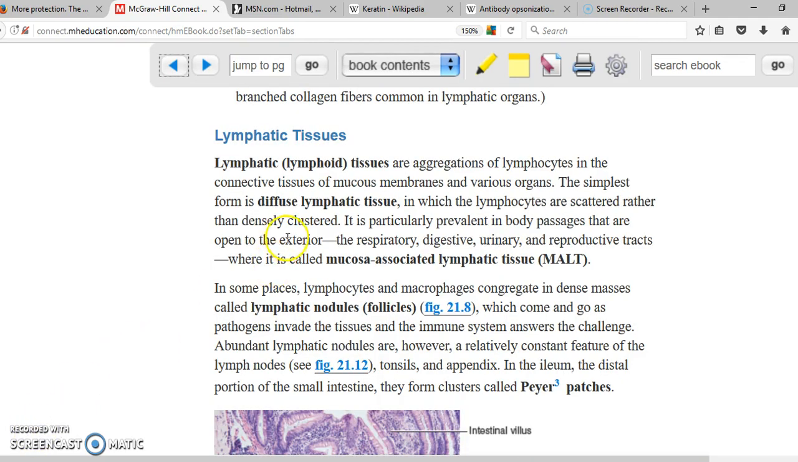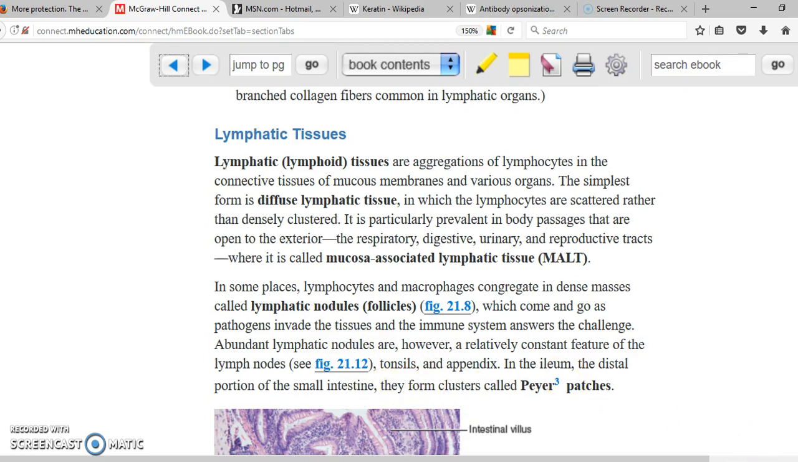So if we scroll back up, we said that we have diffuse lymphatic tissues. They are usually located in the digestive and respiratory system, for example, and they are called MALT, mucosa-associated lymphatic tissue. If they are more dense, then they are called lymphatic nodules, and you can find them, as I said, in the lymph nodes, or if you find them just at the level of the intestines, you're going to call them Peyer's patches.